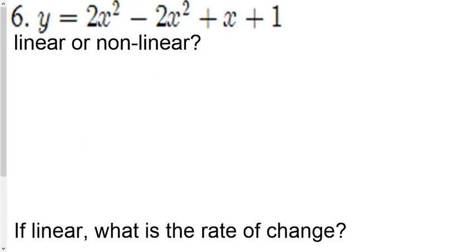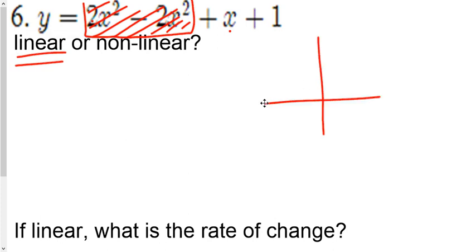This one, think about this for a second. I made a mistake in one of my classes. I let them walk out of here thinking it was nonlinear because they had these exponents, but could we combine like terms? What's 2x squared minus 2x squared? 0. So what's left over? X plus 1, and we still got the y, so it's technically linear.